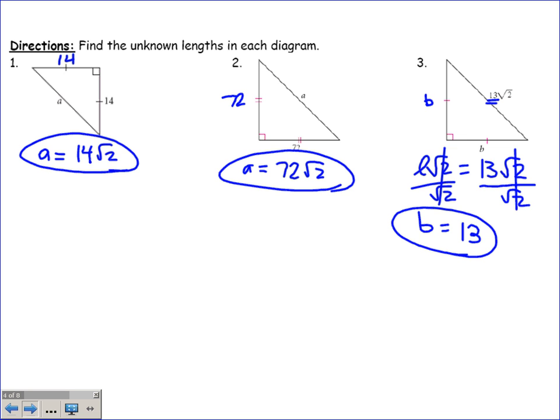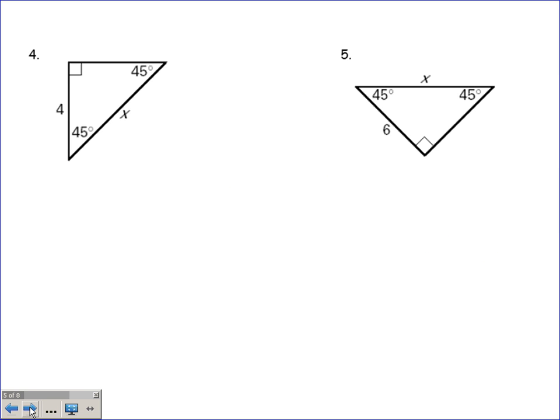Okay. Number 5. Number 4, I guess. Number 4, since these are 45, 45, 90 triangles, you know they're already Brandy. This is warning number 2. Number 3, you guys are separated forever.